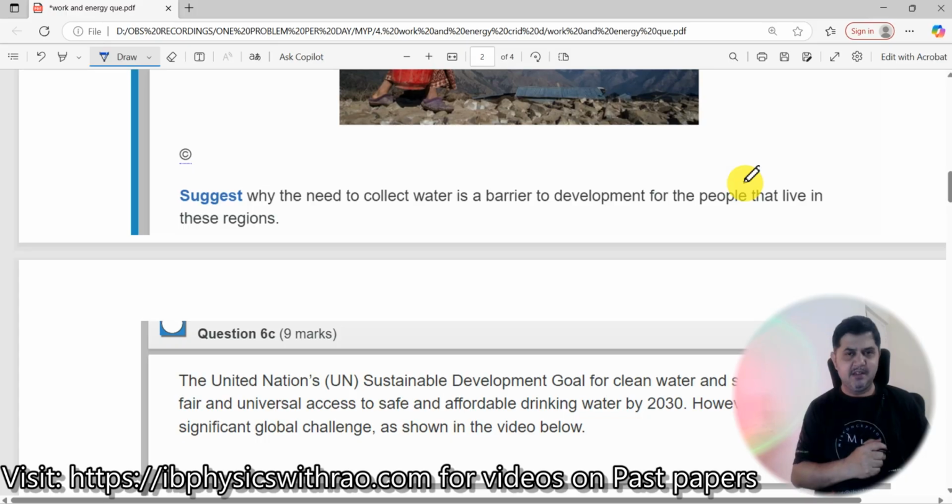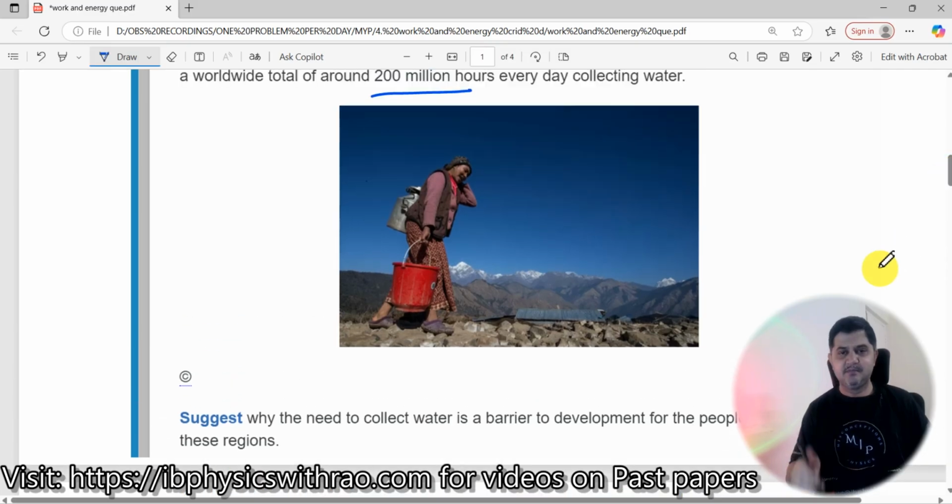What is the reason? First thing is that when water is available at a given point, as you see, this woman is now walking far away. You can see behind them there is a mountain over here, and so on. So it is very clearly pictured that you are not collecting this water in the early morning at 6 o'clock or 7 o'clock, but maybe you are collecting it at 9, 10, 11 o'clock, and so on.